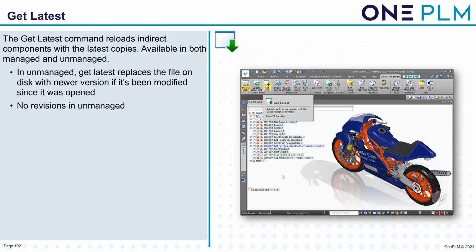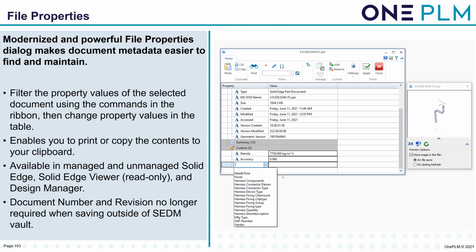Get latest command reloads indirect components with the latest copies available in both managed and unmanaged. In unmanaged, get latest replicates the file on disk with the newer version if it's been modified since it was opened. There are no revisions in unmanaged.